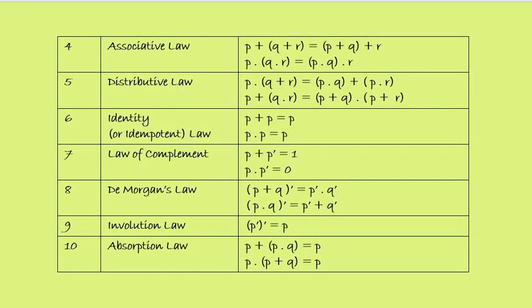De Morgan's law is P plus Q whole bar is equal to P bar dot Q bar. That means the bar breaks with the sign changed. P dot Q whole bar equal to P bar plus Q bar. Involution law, P bar's complement is P. That means if you invert it 2 times, it comes back to itself.